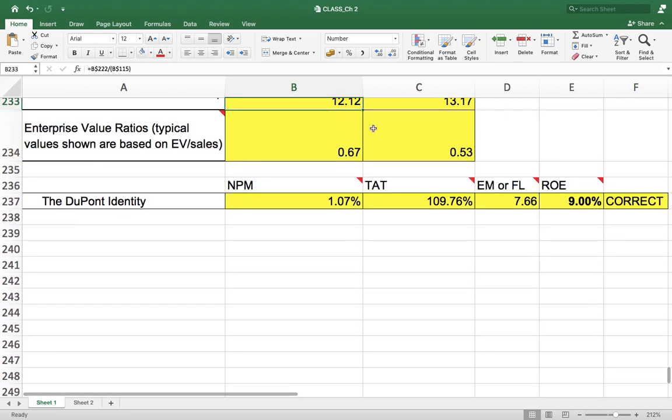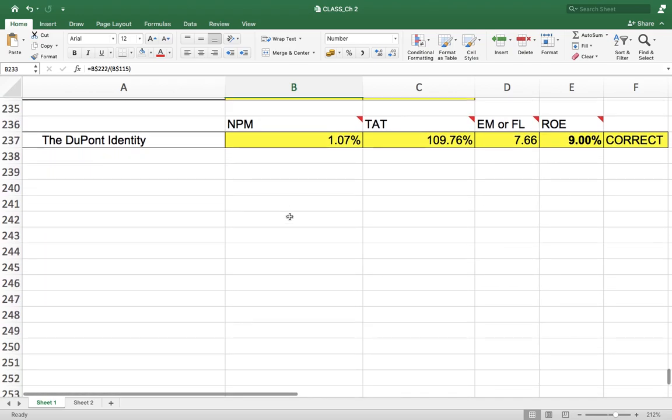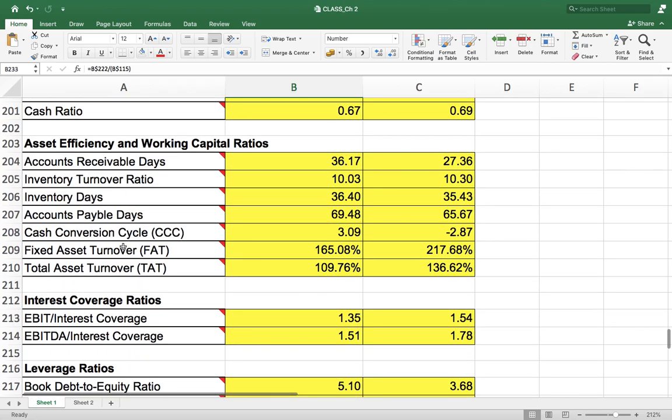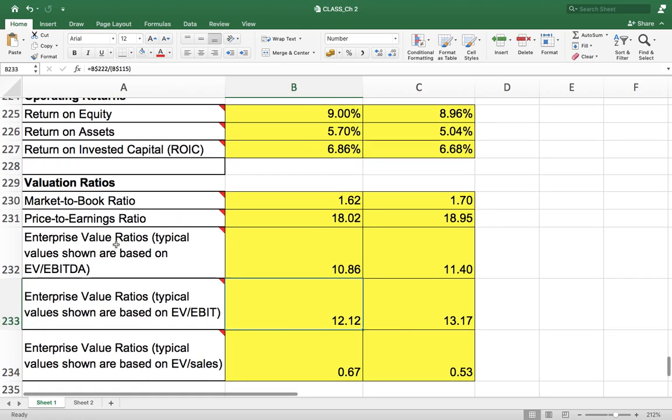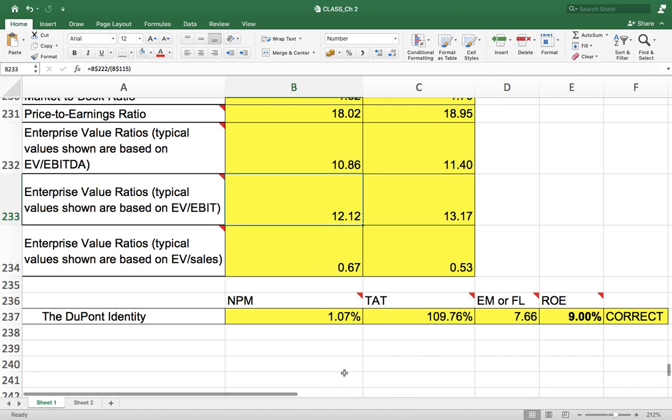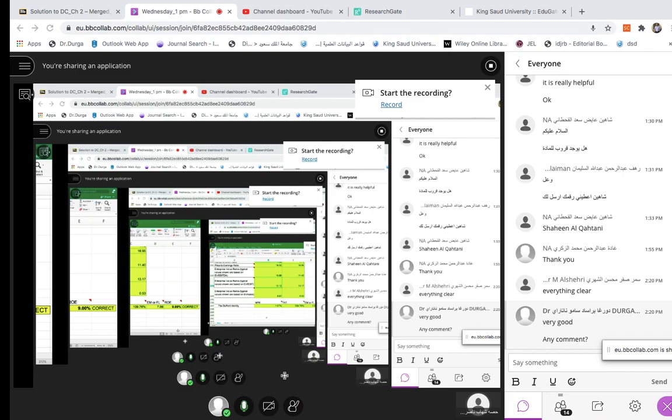Enterprise value to sales is also calculated here. So almost most of the ratios we have taken here, but for a detailed list you can refer to the book for getting more and more ratios. If any question, you can ask me. Now go to the PowerPoint again please.